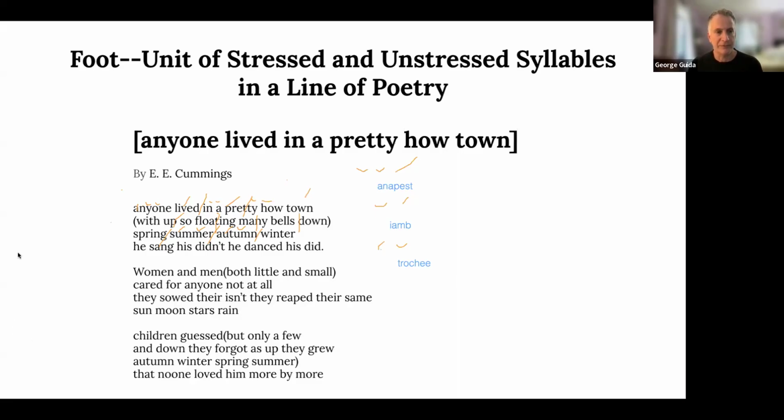Okay, so that is what we call a metrical foot. And as I just said, there are different kinds, as you can see in this poem. And those different kinds have different names, and I'll show you those in a second.